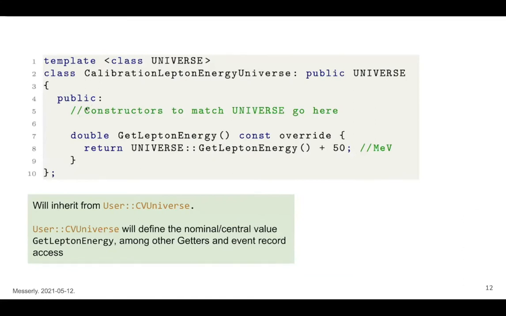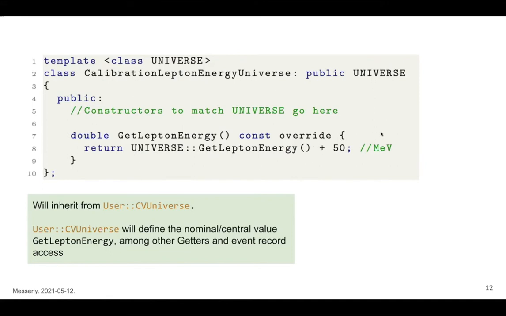As a very short example of what one of these classes looks like, you'll have, for example, a calibration constant of the lepton energy that'll inherit from the CV universe, which is a template here. This is how we write it, though, to make it in public code so that every user can inherit from it. There will be some constructors, and then the most important thing is overriding the get lepton energy function, which will show how this systematic affects this variable.